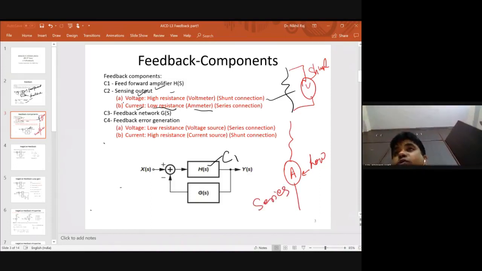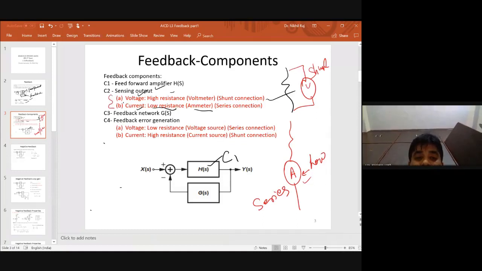At the output node, with respect to the feedback circuit, if it is connected in shunt fashion, meaning parallel fashion, this means definitely you are sensing its voltage, taking the output as a voltage. And if the component is attached in series to the output, this means you are sensing the current from the output.